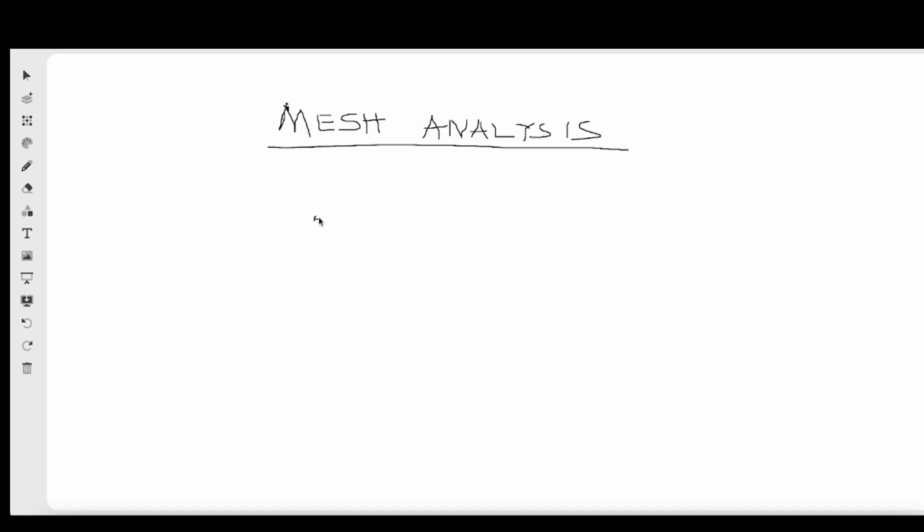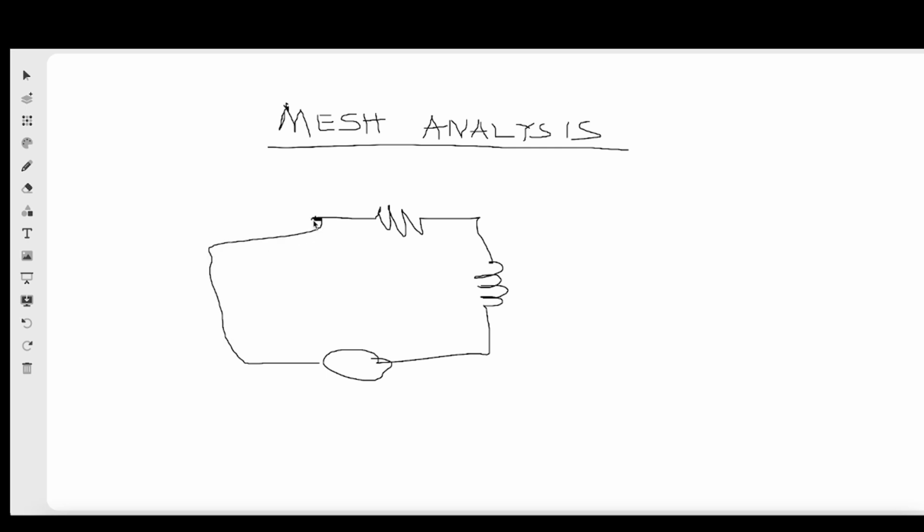For example, let's say the current is entering here, and we have a resistor here, maybe an inductor here, and a source here, and the current still comes back to this point. That's a closed path. But if it is not closed, for instance it comes here, goes down, and is open, this is not a closed path, it's just a path. So that is a path and a closed path.